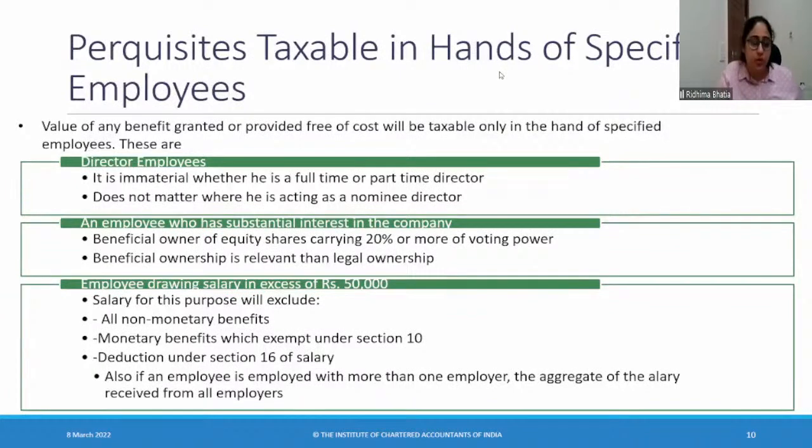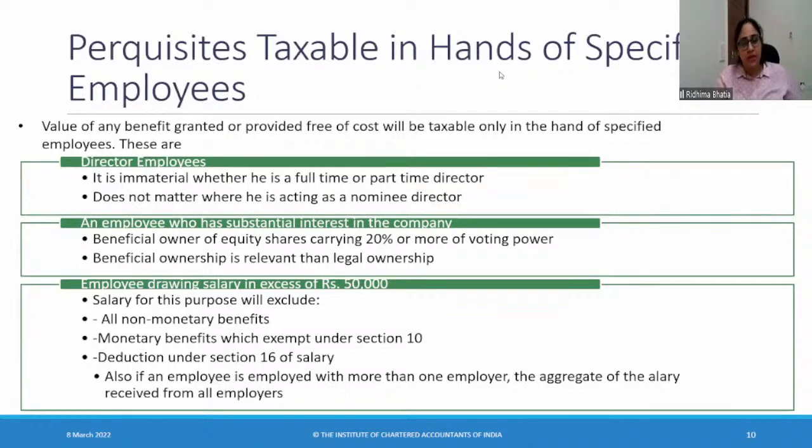Beneficial and legal ownership, what is the difference? Ultimately, whoever is deriving the ultimate benefit of the ownership is the beneficial owner. The legal owner is the owner on the documents, but the one ultimately deriving the benefit of that ownership is the beneficial owner. And the third category is employees who are drawing a salary in a year of more than 50,000. They would be your specified employees.